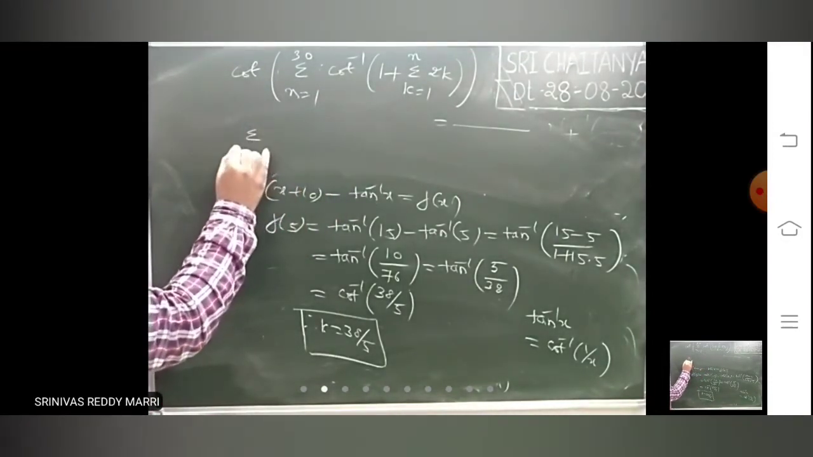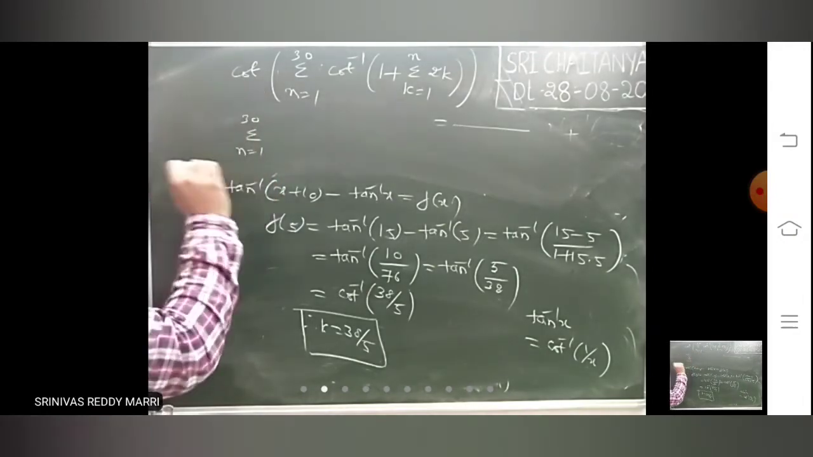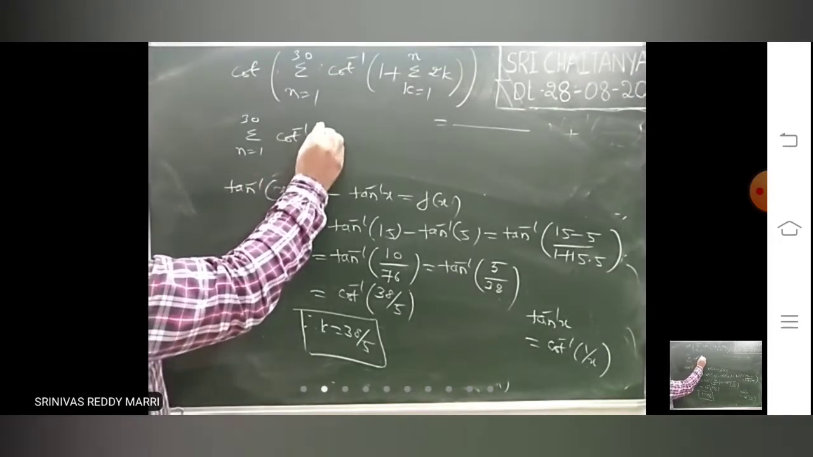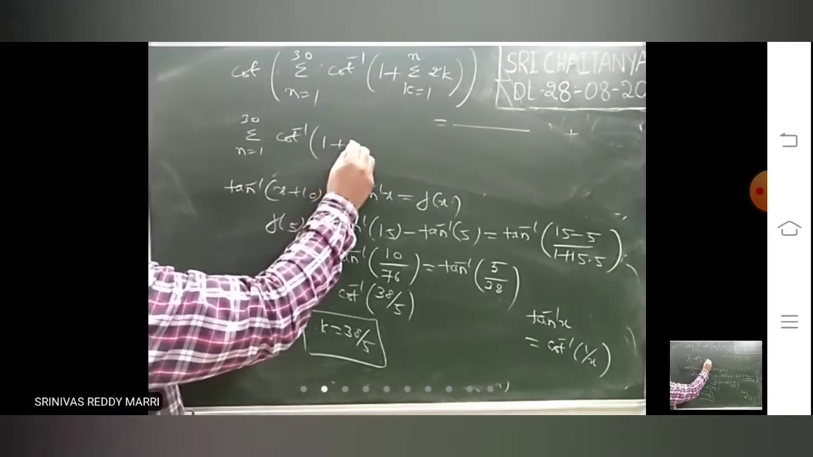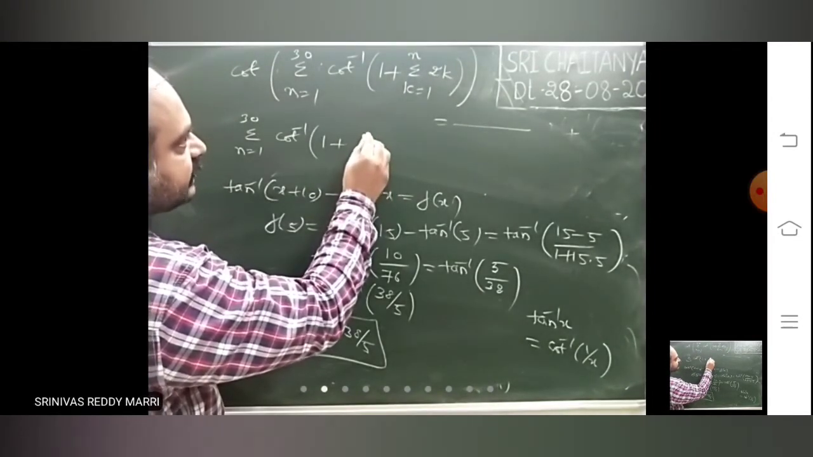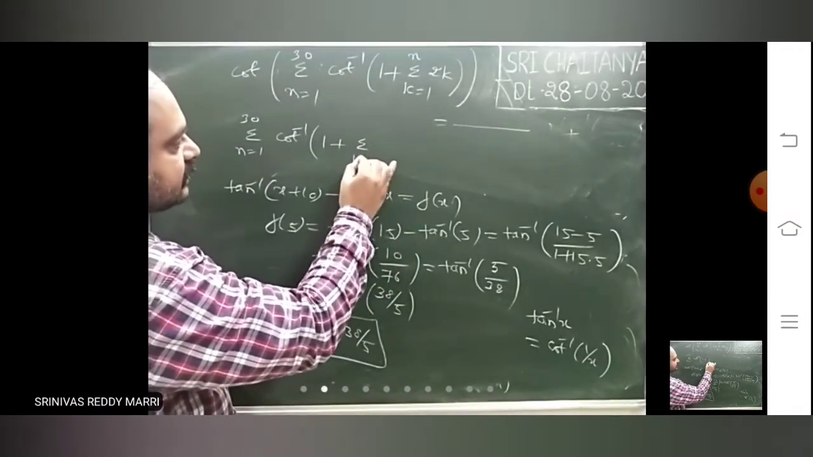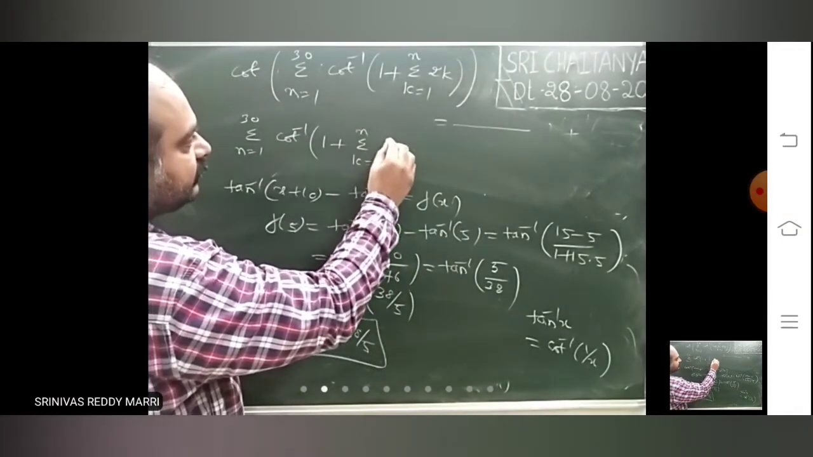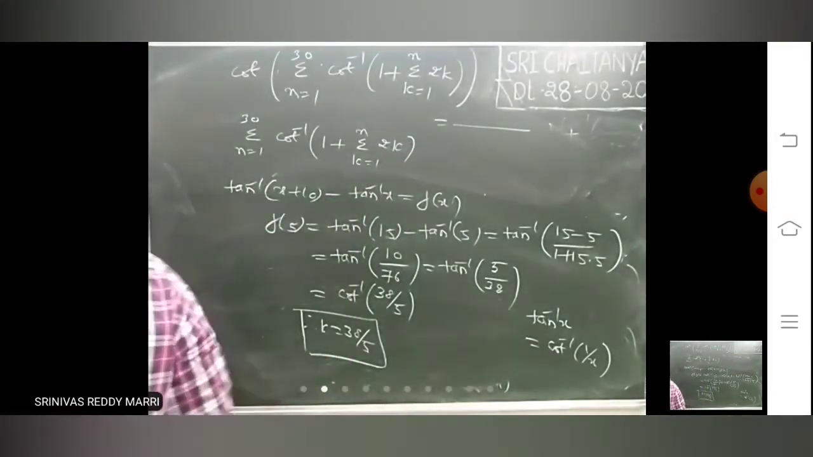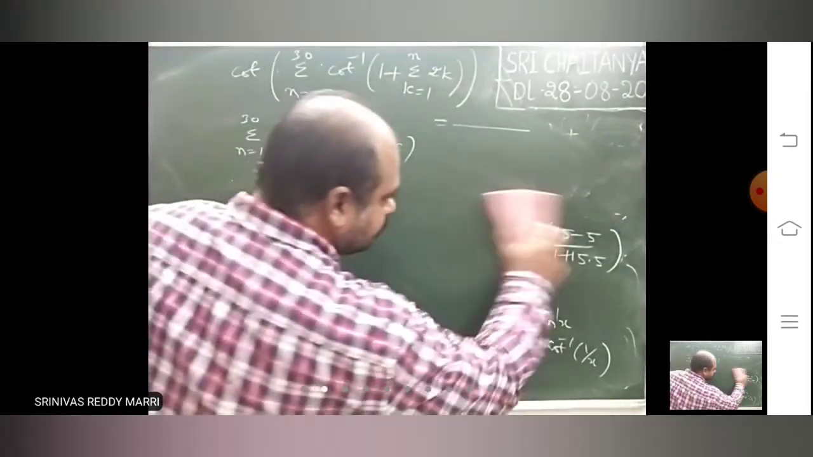Look at sigma n equal to 1 to 30. First, I will find out this one, and after that, I will find out cot of cot inverse 1 plus this sigma. I will calculate sigma k equal to 1 to n of 2k first, and then I will replace the value.